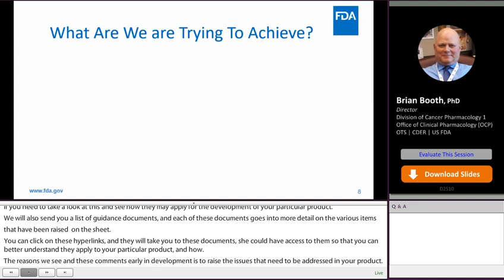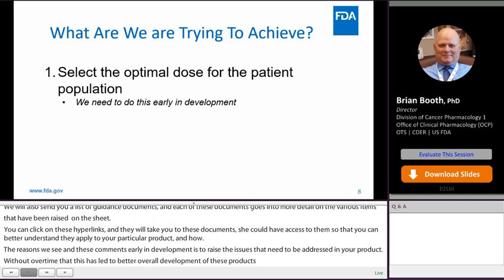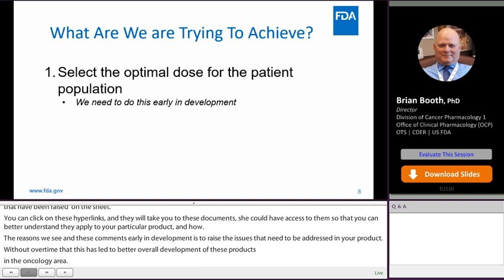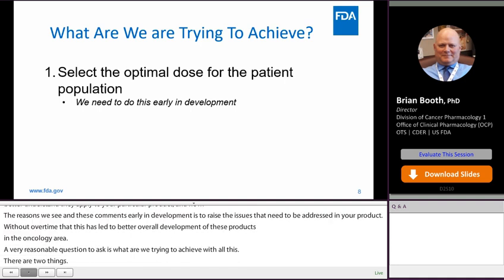So a very reasonable question to ask is what we're trying to achieve with all this. And really there are two things. So the first is the selection of the optimal dose for the patient population. And really we need to do this early in development. And I will spend a little time talking about why this is in a few moments.